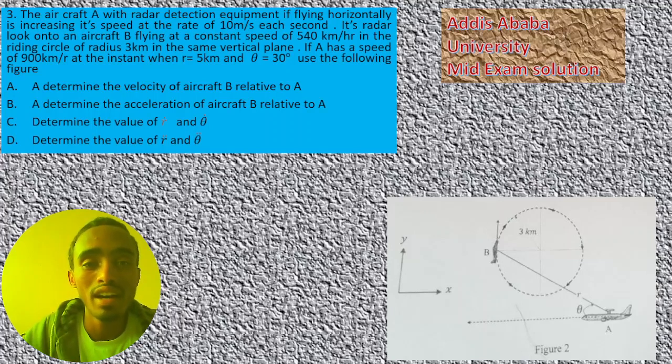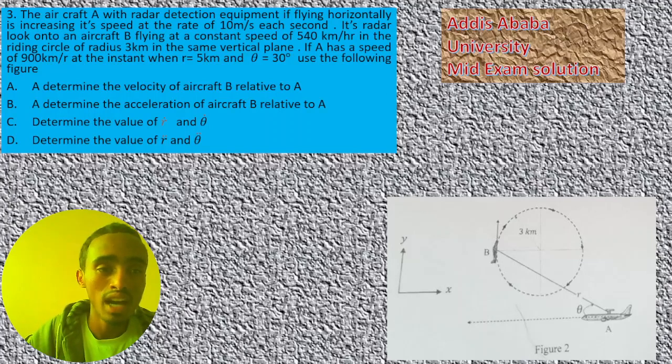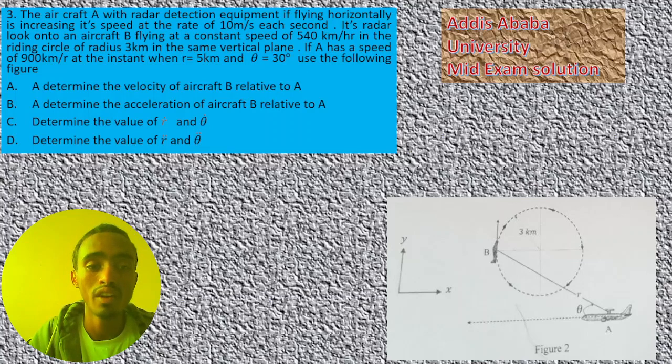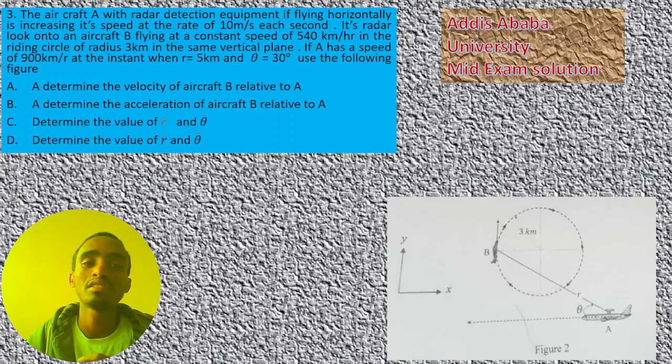A has a speed of 900 km per hour at the instant when R equals 5 kilometers and theta equals 13 degrees. Use the following figure and determine the following. The first question: determine the relative velocity of aircraft B relative to A, and the second, determine the acceleration of aircraft B relative to A.